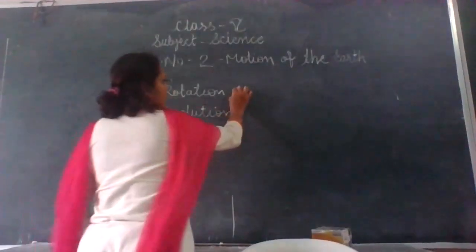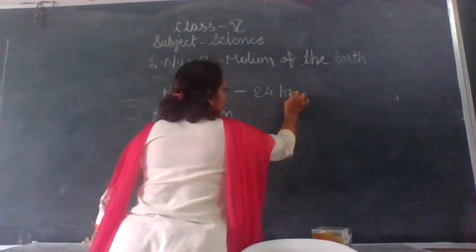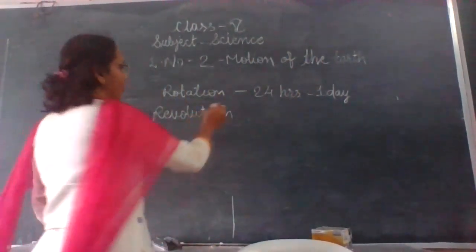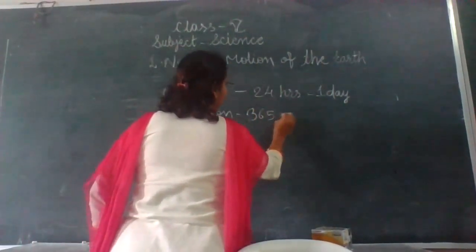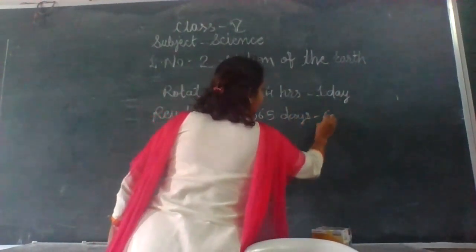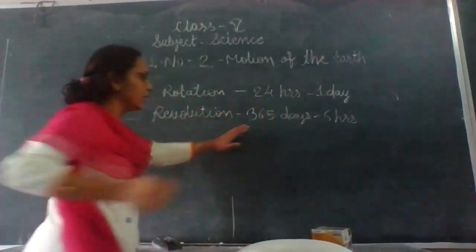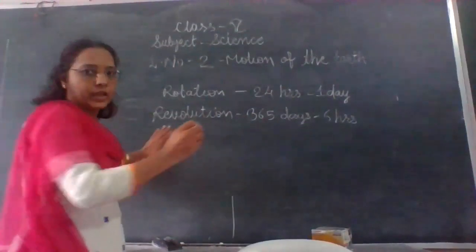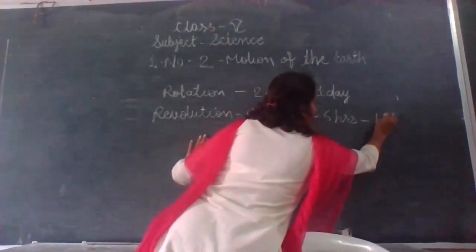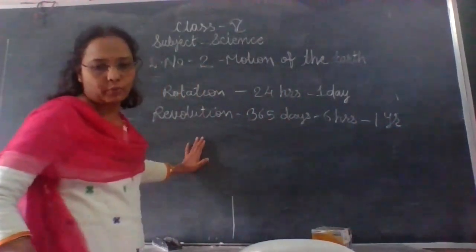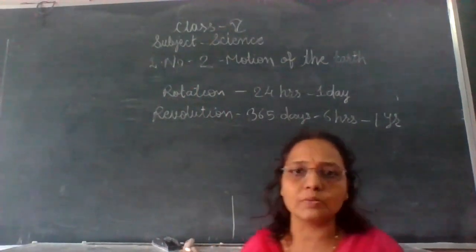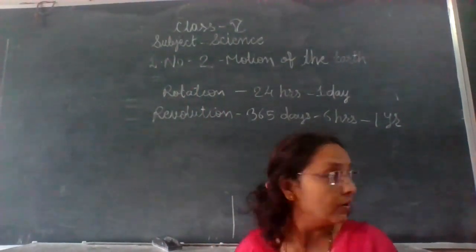Okay, so rotation completes in 24 hours. That is one day. Understood? And revolution completes in 365 days and 6 hours. So this much time is required to complete one revolution, and we consider it to be 1 year. Okay. So these two terms are very important.